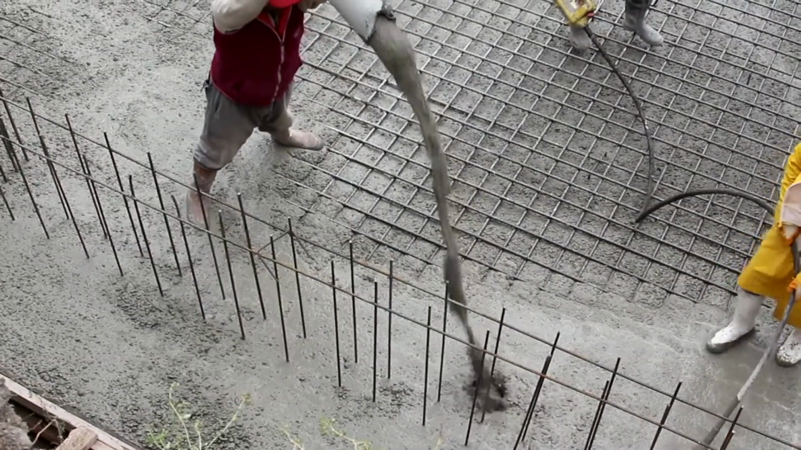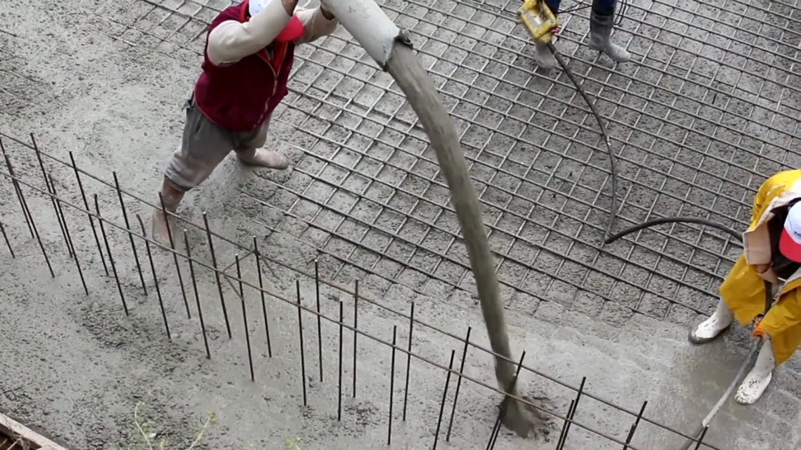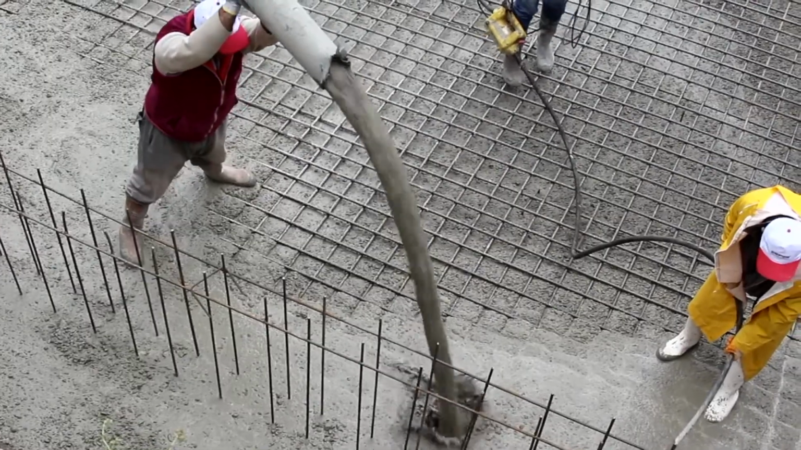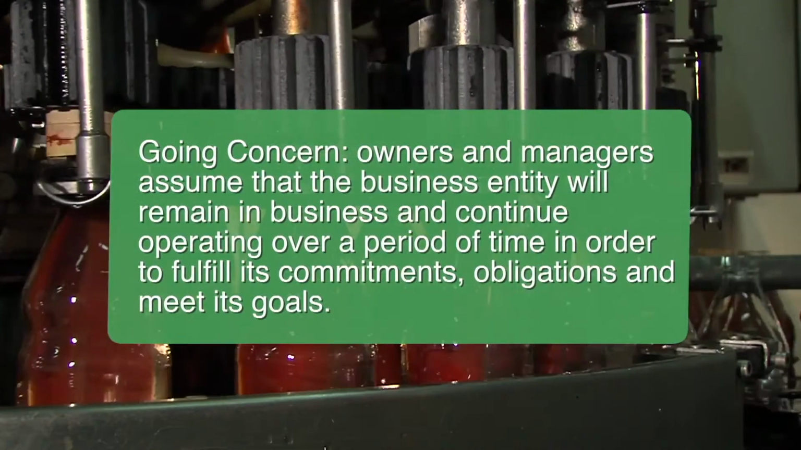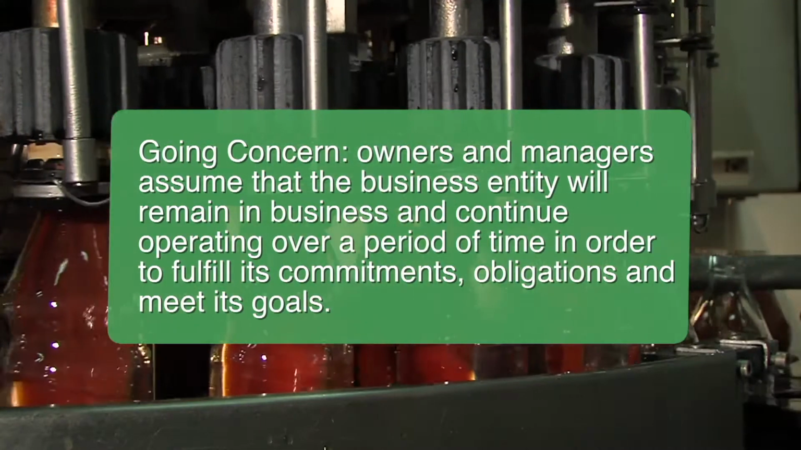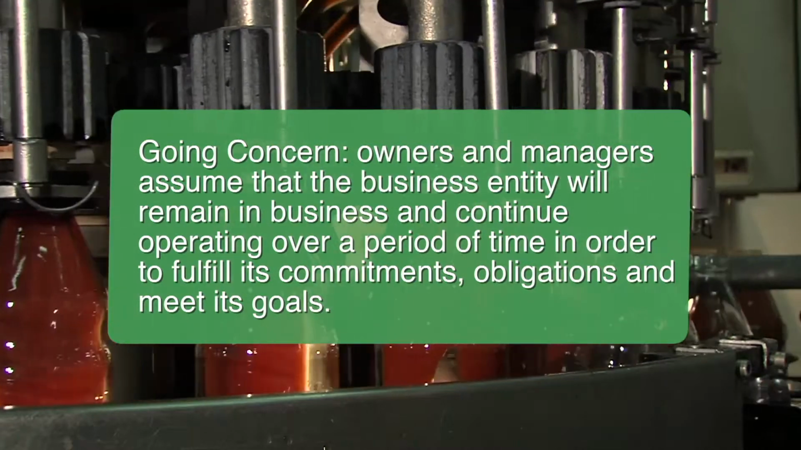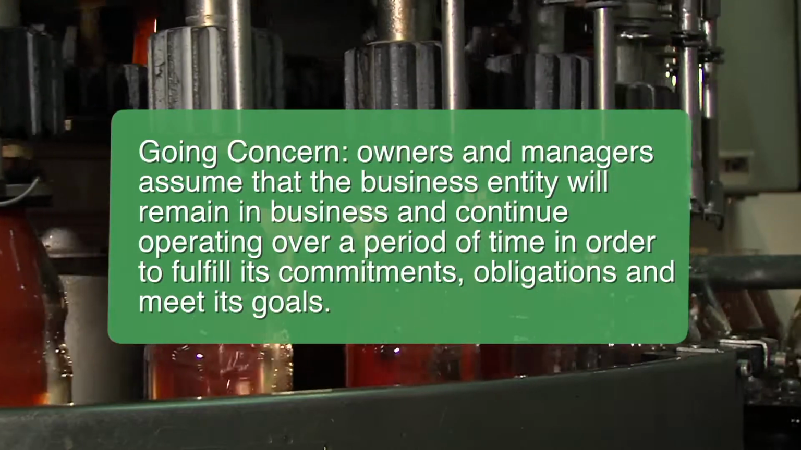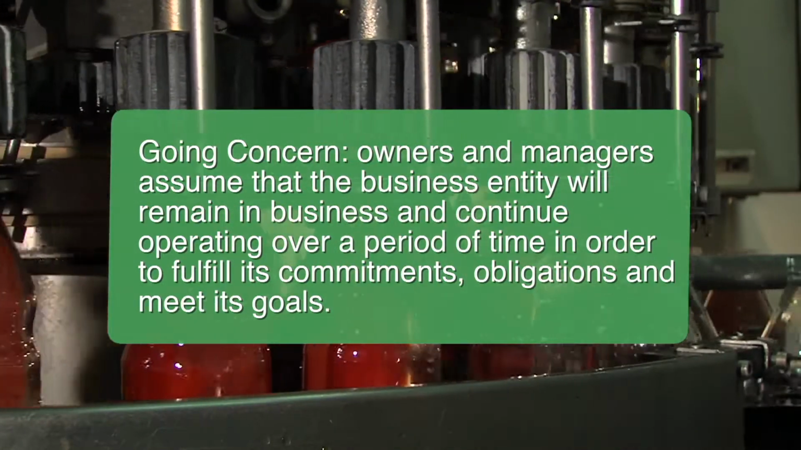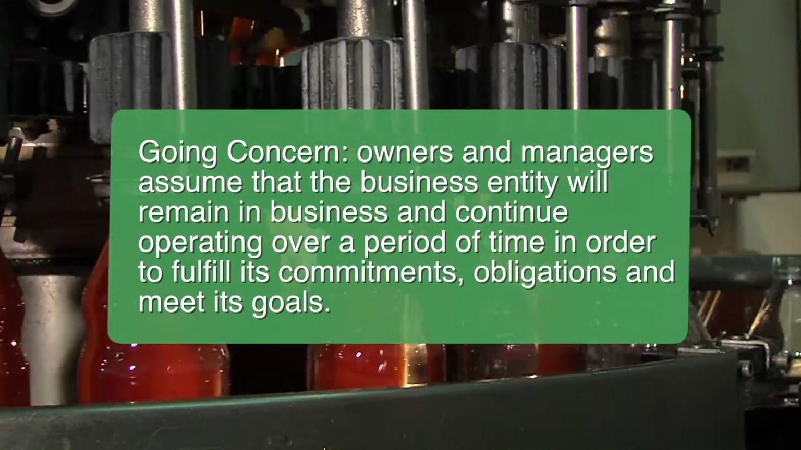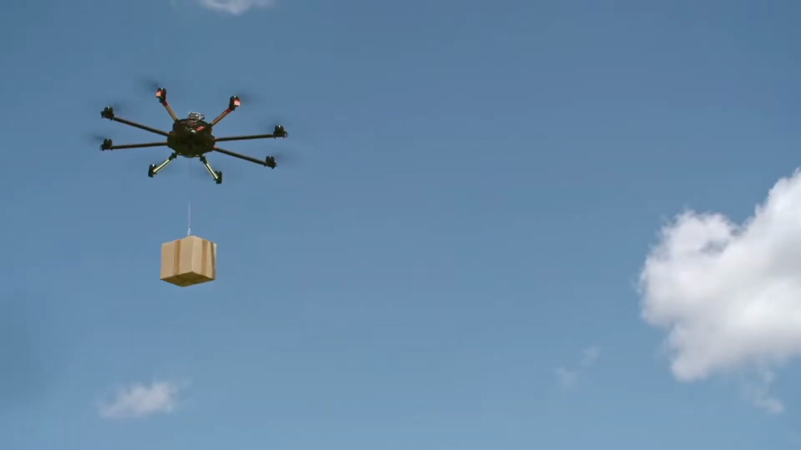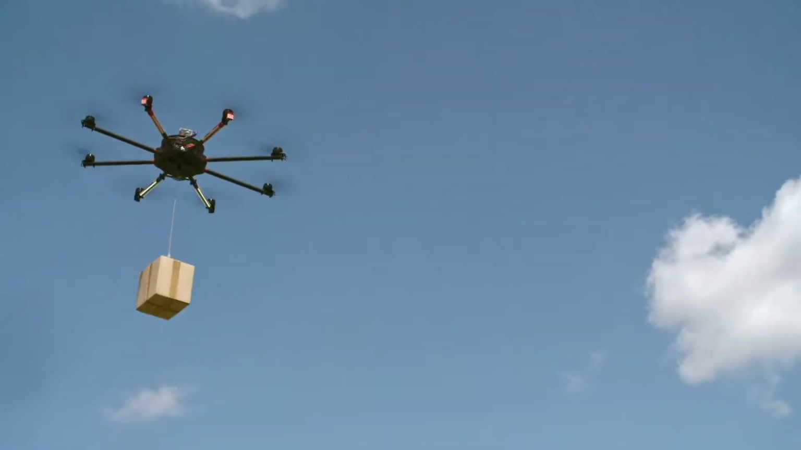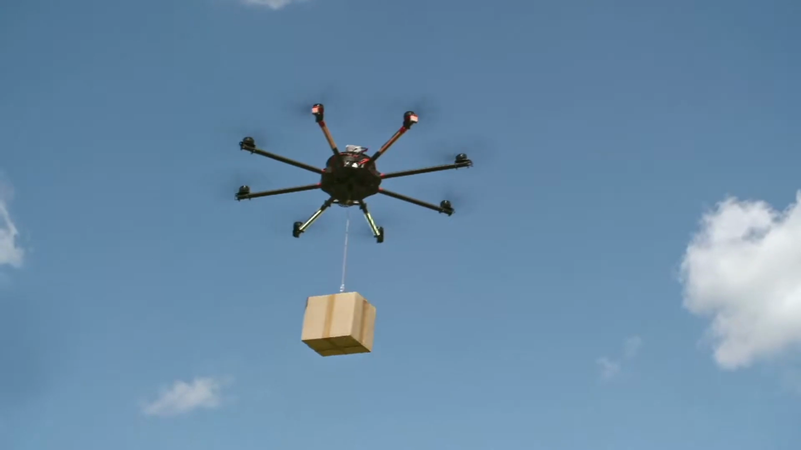In accounting, financial reports are prepared with an assumption of going concern. The going concern assumption means that owners and managers assume that the business entity will remain in business and continue operating over a period of time in order to fulfill its commitments, obligations, and meet its goals. The going concern principle is related to the long-term stability of the business and its overall value.